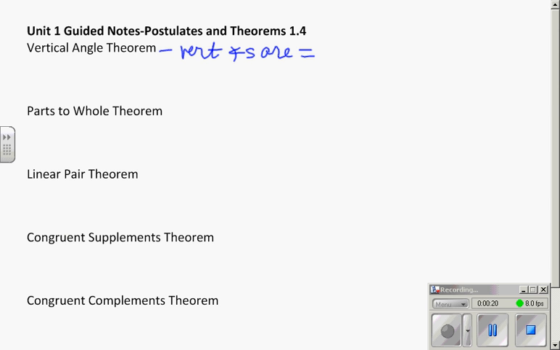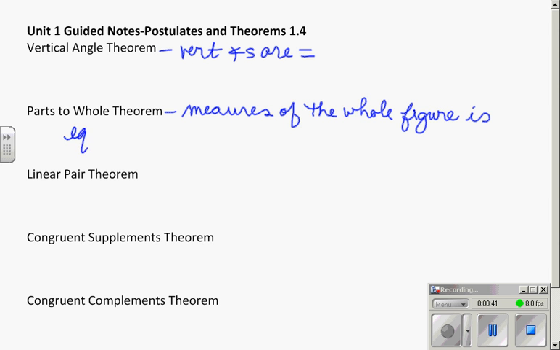The parts to whole theorem is a very handy theorem for segments or angles. It says the measure of the whole figure, and that would be an angle or a segment, is equal to the sum of its parts.